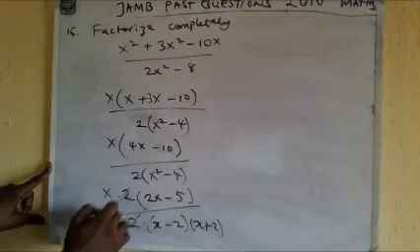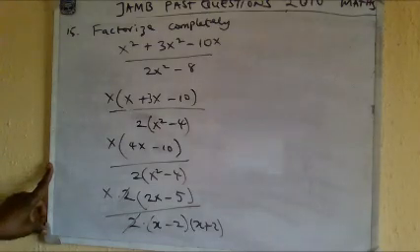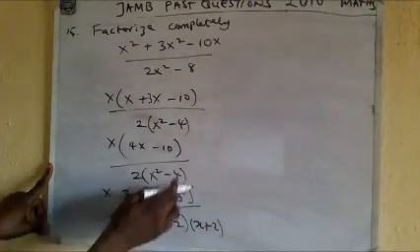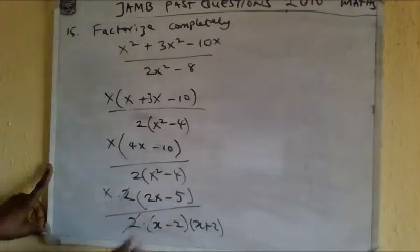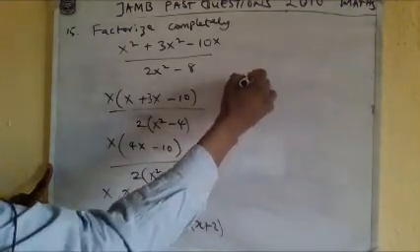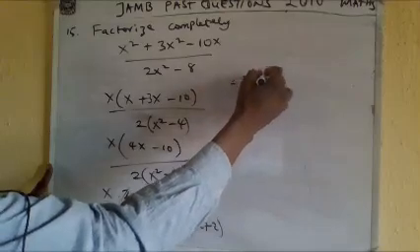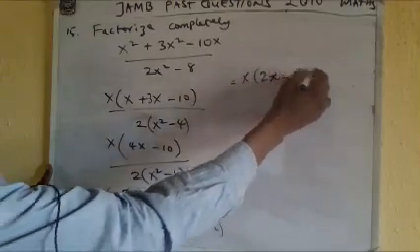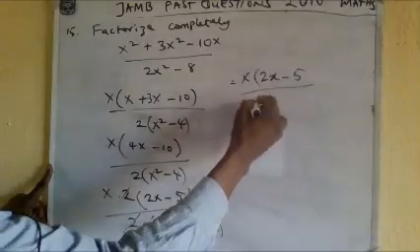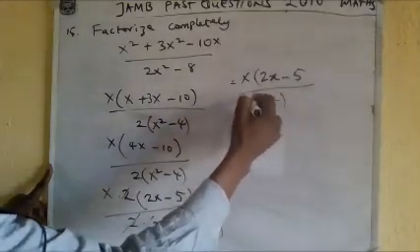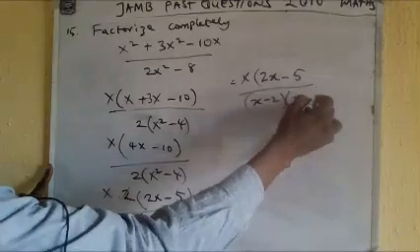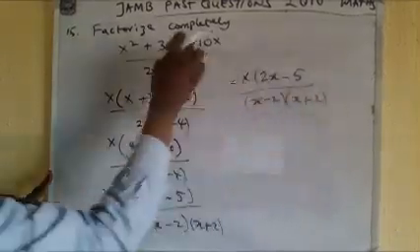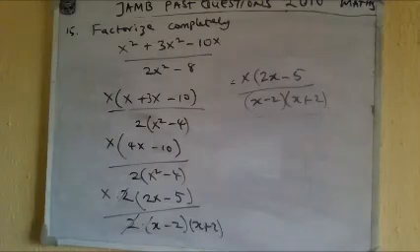So this can cancel this. That's the only thing that can cancel. If this one was the same thing as this, I can cancel, but it's not the same thing. So what I have here is x into 2x minus 5 all over x minus 2 and x plus 2. That's the answer to this particular question. Okay. So we'll go on to the next one.